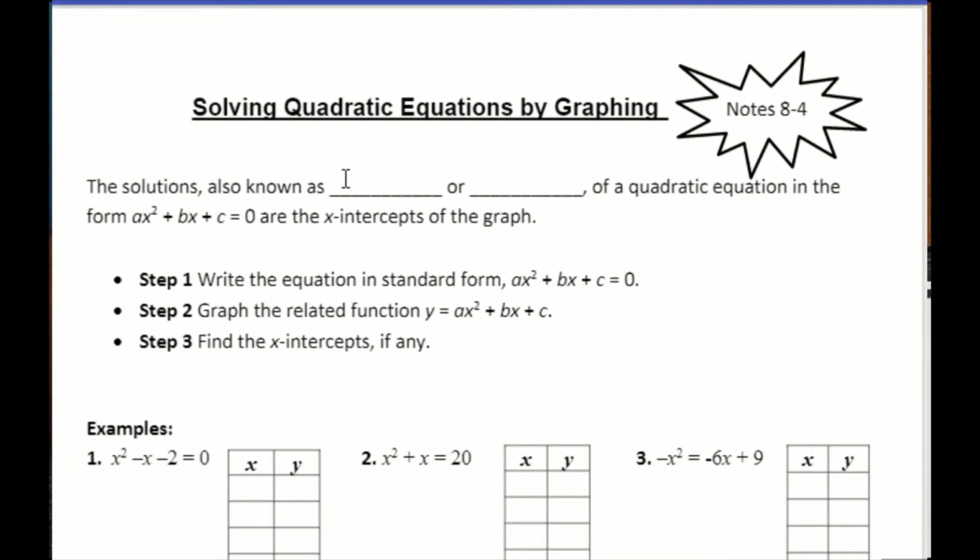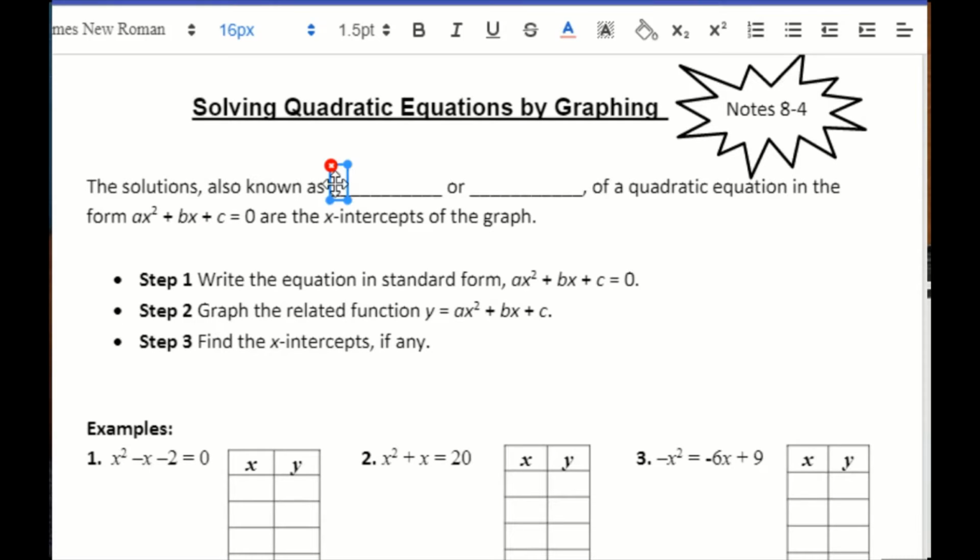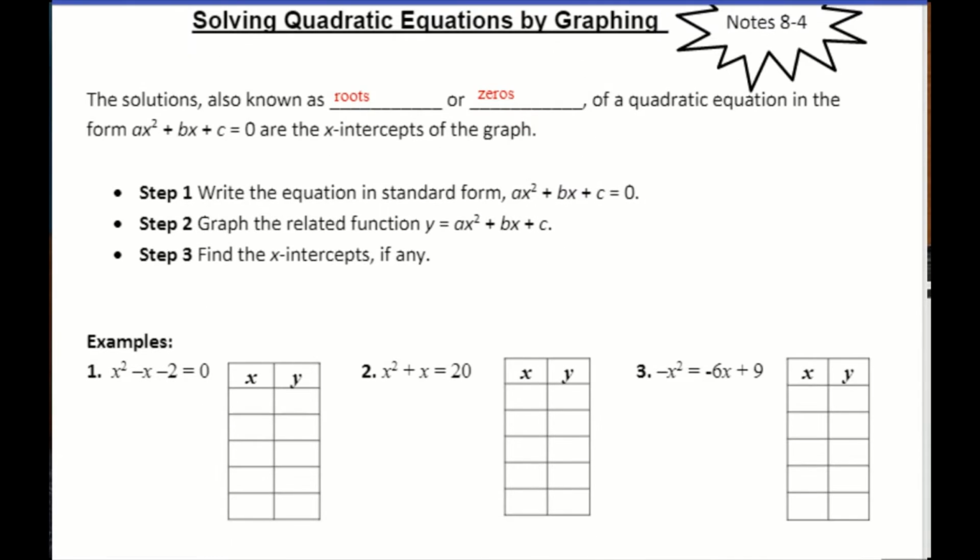The solutions to a quadratic equation are sometimes called roots or zeros, and they can be found by examining the x-intercepts of the graph. Basically, what we want to do here is first make sure that the equation is in standard form. In other words, it's going to take on this ax squared plus bx plus c format, and we want it to be equal to 0.